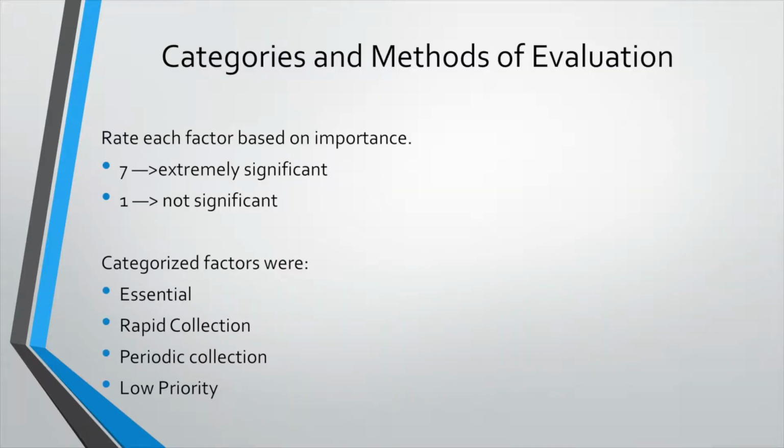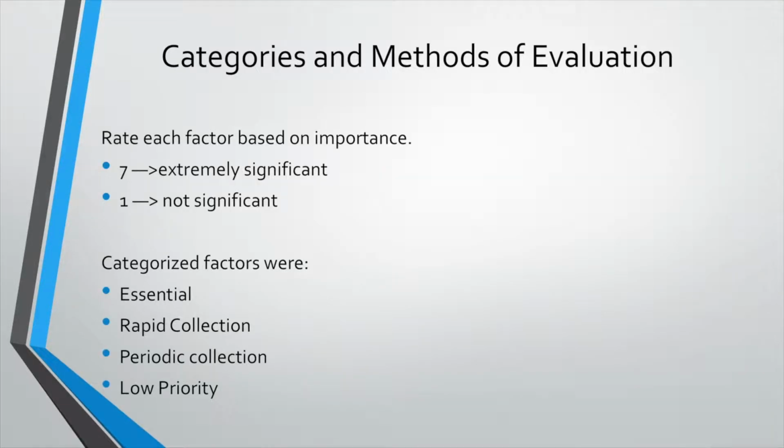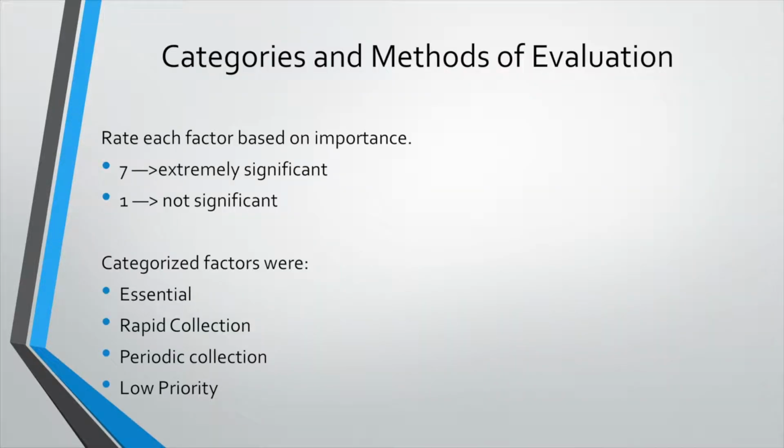In order to conduct this needs assessment, we are going to use different methods. The first method is to rate each factor based on its importance, on a scale of 1 to 7, 7 being extremely significant and 1 being not significant. We are also going to be categorizing factors. So the categorized factors were essential, rapid collection, periodic collection, and low priority.